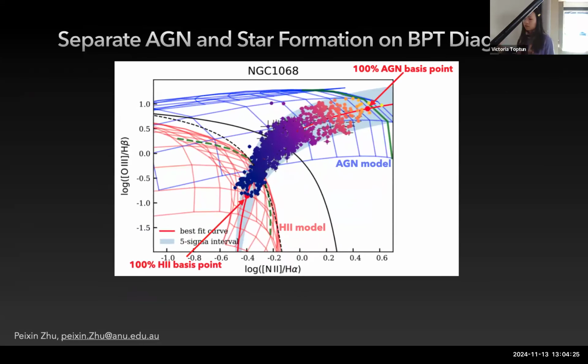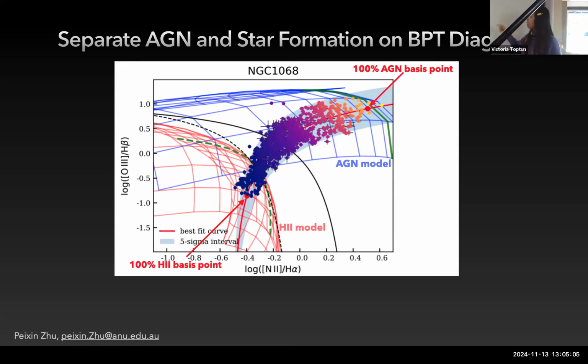Okay, so in the previous 5 or 10 years, people have already been applying this technique to separate AGN and star formation on the BPT diagram using IFU data. This is an example of how to do that. In this plot, the colorful data dots are from the IFU data of NGC 1068. You can see that they form a sequence on this plot. This sequence extends from the HII regions, marked by the red model grid, to the AGN region, marked by the AGN model grid.